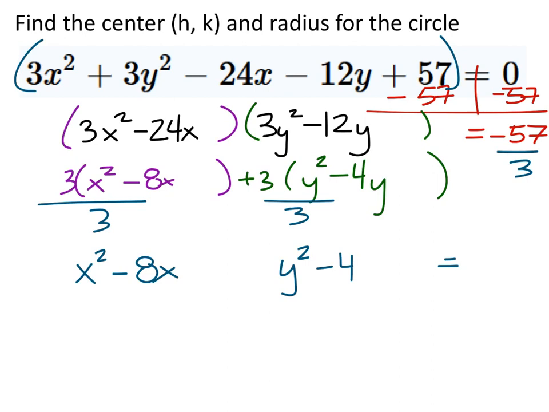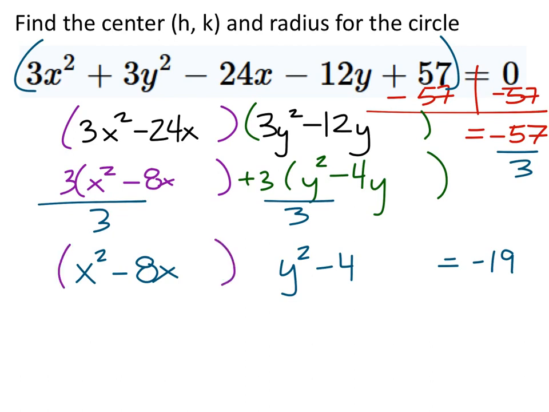So we don't want a coefficient of x squared or y squared right there. So what does that give us? Negative 19, negative 57 divided by 3. And we see now a new equation which, well, it looks a lot easier. Looks like it's going to be a lot easier to deal with than the originals.